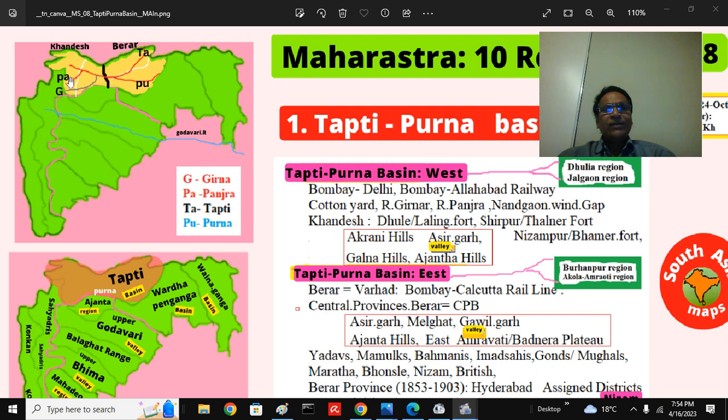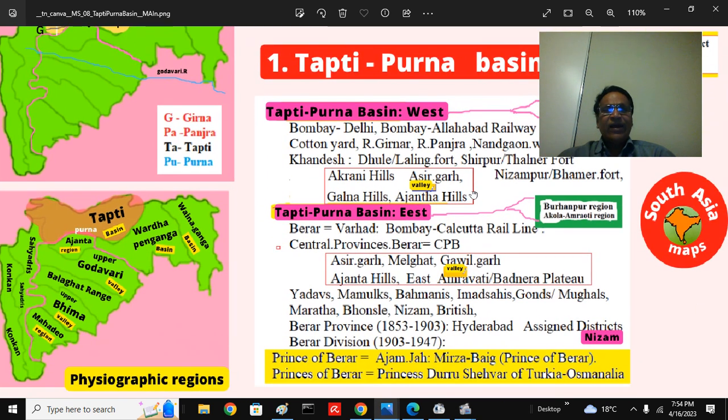And we have this TP basin, Tapti-Purna Basin. South are the Galna Hills here and the Ajanta ranges here. Here we see this valley here: Akrani Hills, Asirgarh, Galna Hills and Ajanta Hills.